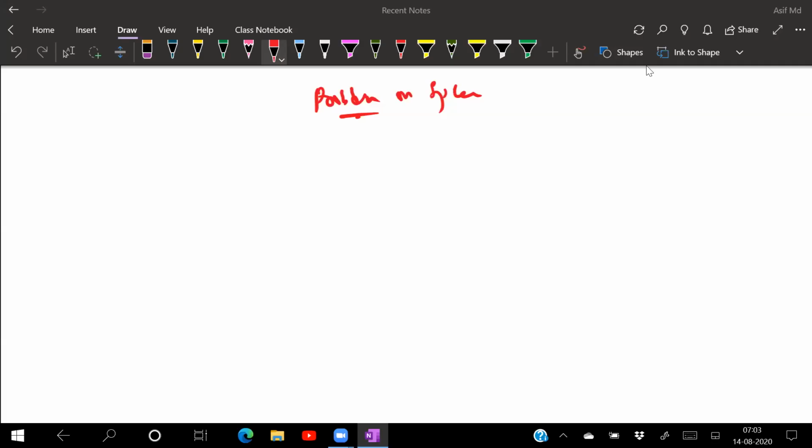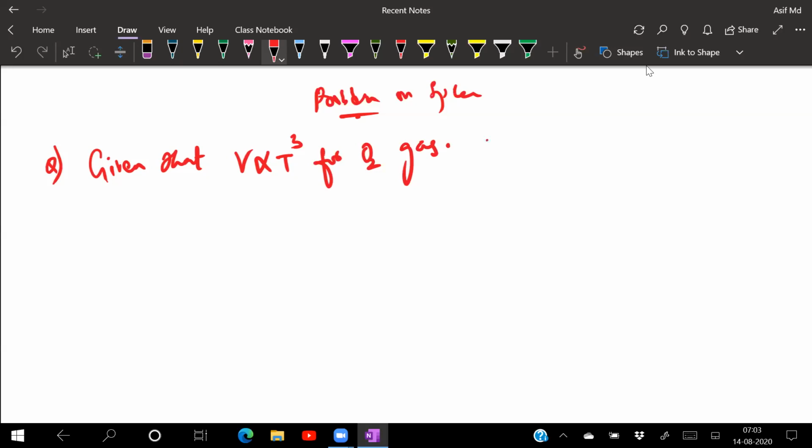Come on, beta, see this problem, specific heat problems. Given that, very good problem. Given that volume is directly proportional to T cube for oxygen gas, O2 gas. Find molar specific heat. C is equal to how much?